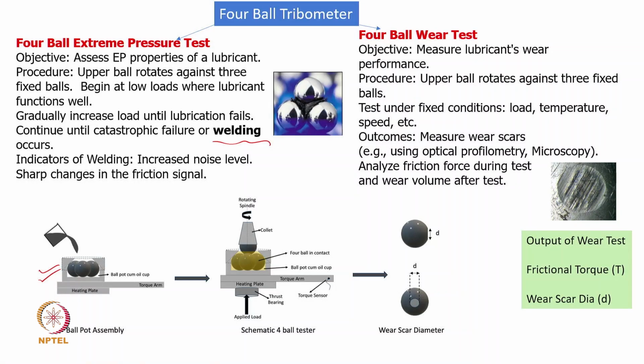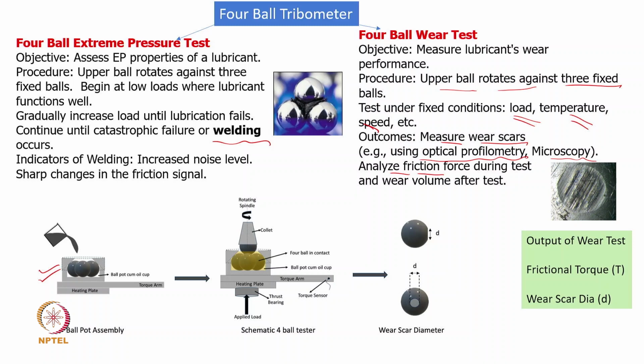Coming to the wear test, we do a similar kind of thing, and we rotate the upper ball while keeping the bottom 3 balls fixed. We can change the temperature, load and speed, and we measure the wear scar. We can use an optical profilometer, or a microscope also. We can use SEM also, however that will be difficult, so we generally go with an optical microscope in this situation. And we also have some sort of torque reading, so we can analyze the friction.